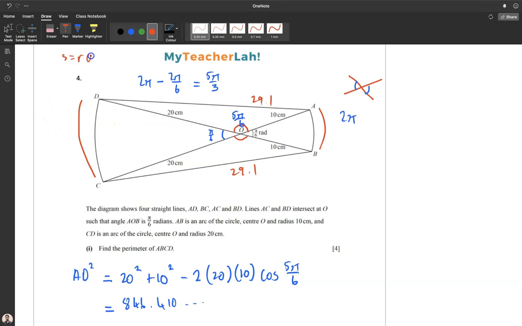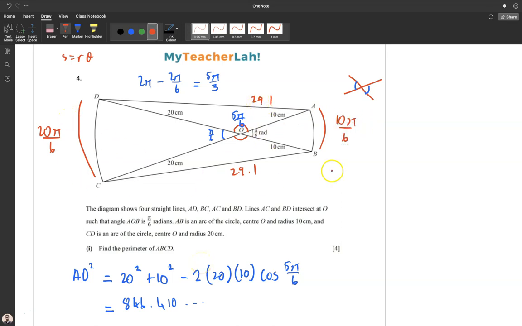Okay, let me just rewrite this. So r times theta for the first one, the big one, would be 20 multiplied by the theta, 20 pi over 6. For the small one, let me erase this, it's causing confusion. Okay, for the small one, it should be 10 multiplied by pi over 6. So this is what I get.